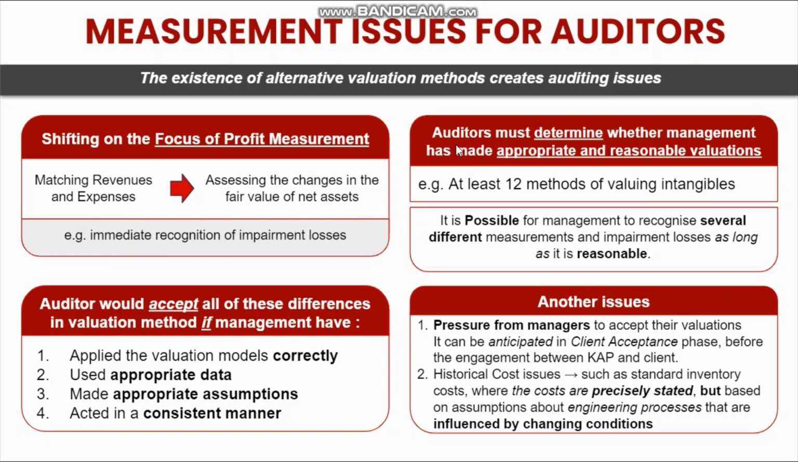And then auditors must determine whether management has made appropriate and reasonable valuations. For example, there are at least 12 methods of valuing intangibles. And then it is possible for management to recognize several different measurements and impairment losses as long as it is reasonable. So, if the measurement and impairment is reasonable, the difference can be tolerable, yeah.